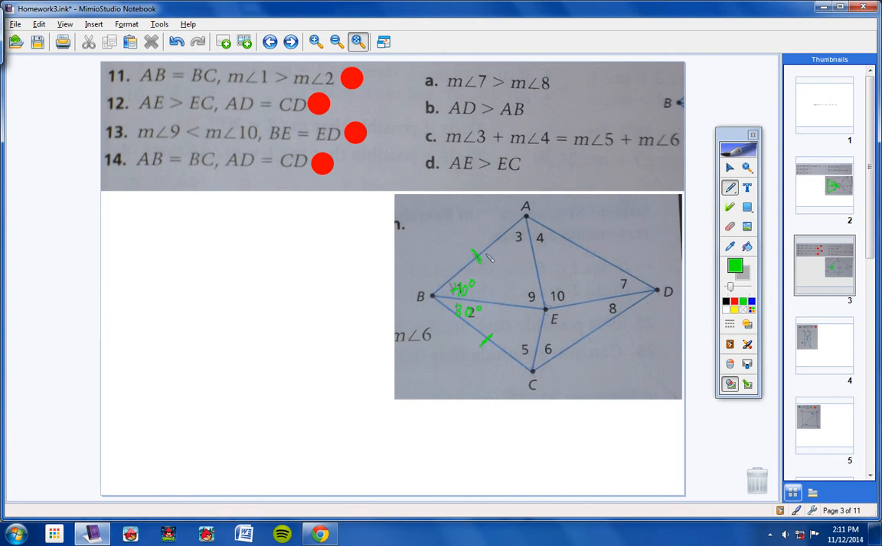We have side, angle, side. Let me show it to you like this. We have a triangle here. And a triangle here. Now they share a side. So we know we have a side congruent to a side. We know we have a side here congruent to a side. So if this angle's bigger here than this angle here, then go straight across. AE has to be bigger than EC. So there we go. AE bigger than EC has to be D. Okay? All right, moving on to number 12.